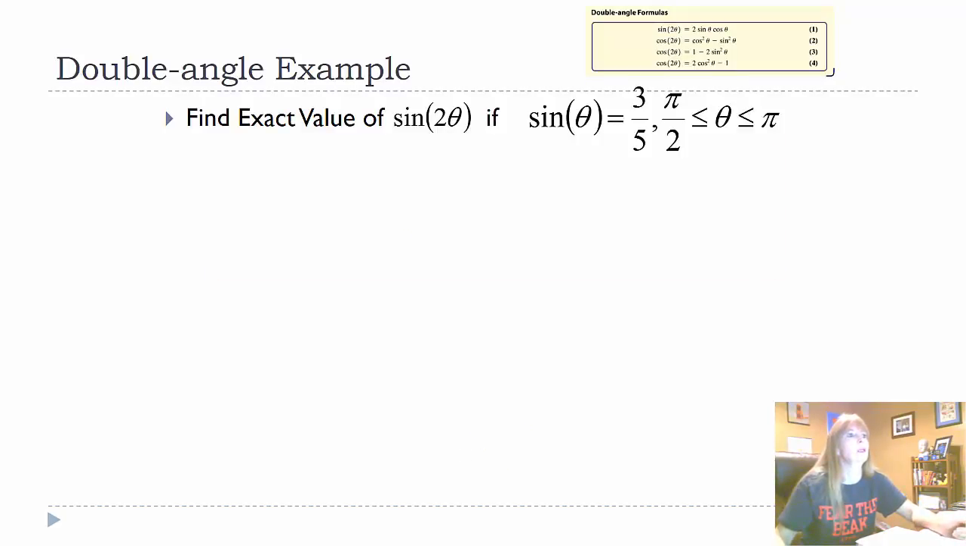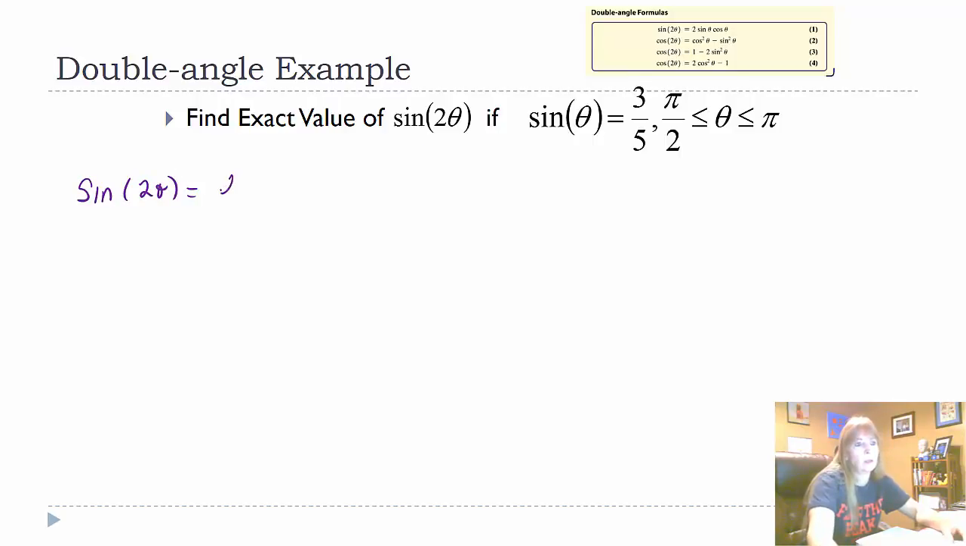Let's find the exact value of sine 2 theta if sine theta is 3/5, and it looks like we're in quadrant 2, between pi over 2 and pi. So my formula, sine 2 theta equals 2 sine theta cosine theta. You could see it up there at the top, but my point is, I don't know what cosine is. So I've got to find that.